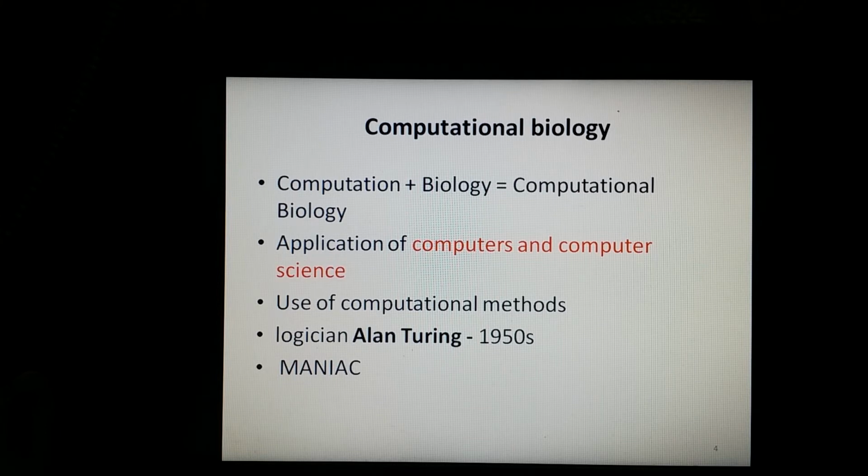this MANIAC computer was built at Los Alamos National Laboratory in New Mexico for weapons research and was applied to such purposes as modeling hypotheses and genetic codes. So this was the brief history of computational biology.